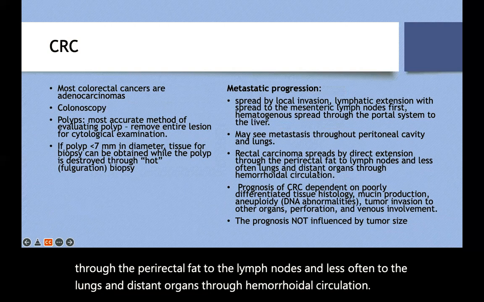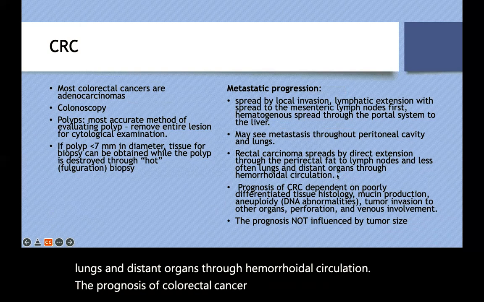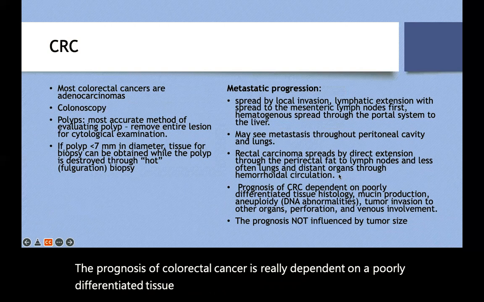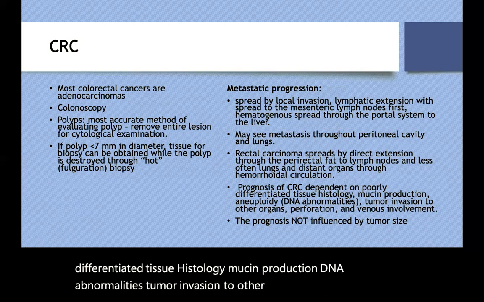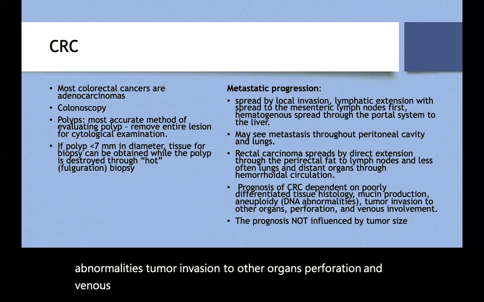The prognosis of colorectal cancer is really dependent on a poorly differentiated tissue histology, mucin production, DNA abnormalities, tumor invasion to other organs, perforation, and venous involvement. The prognosis is not influenced by the tumor size, which is interesting.